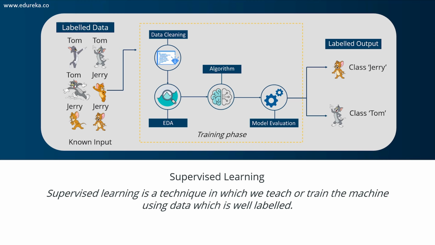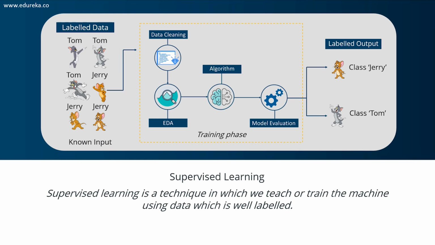So to sum it up, in supervised learning, there is a well-defined training phase done with the help of labeled data. Right? The rest of the process is the same. After you feed the machine labeled data, you're going to perform data cleaning, then exploratory data analysis, followed by building the machine learning model, and then model evaluation, and finally your predictions. Also, one more point to remember is that the output that you're going to get in a supervised learning algorithm is a labeled output. This Jerry will be labeled as Jerry and this Tom will be labeled as Tom. Basically, you'll get a labeled output.